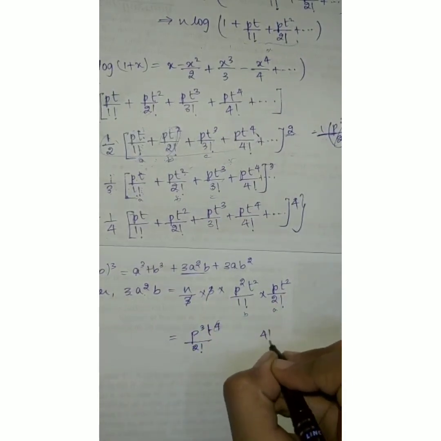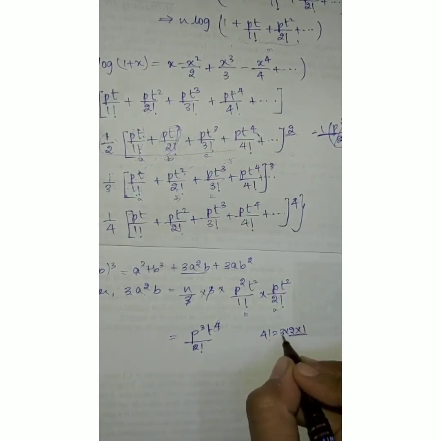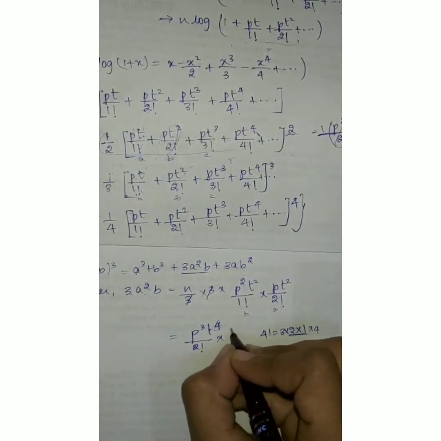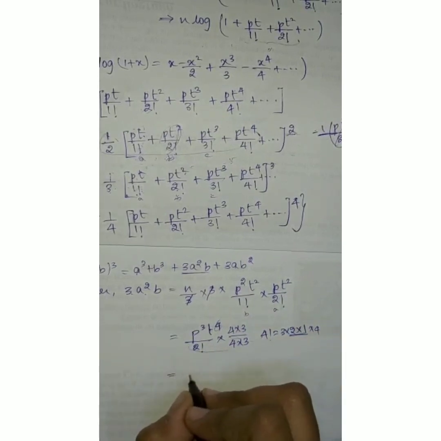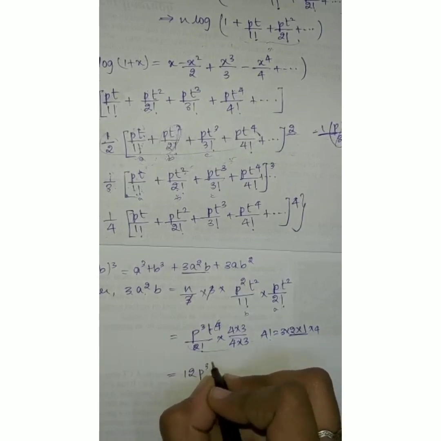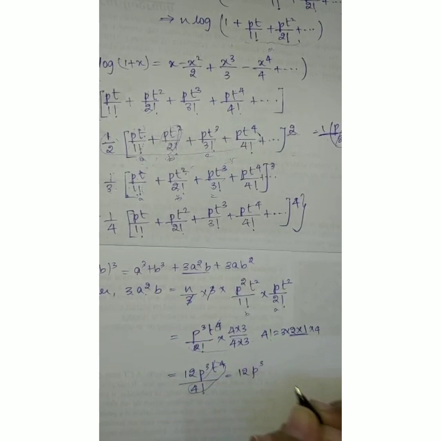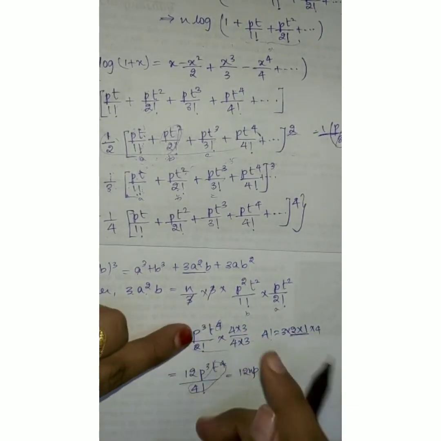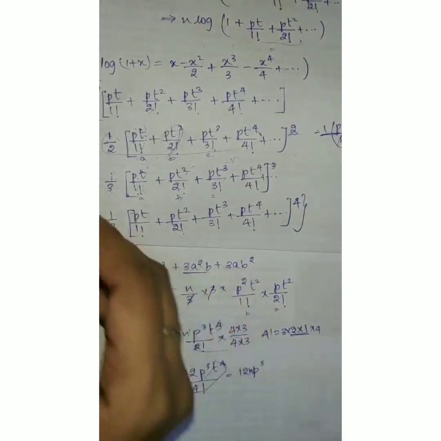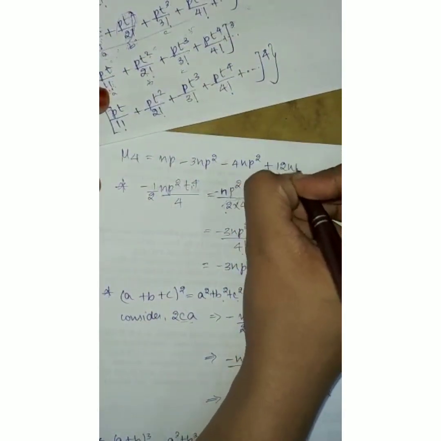But we need 4 factorial, which is equal to 4 into 3 into 2 into 1. We only have 2 factorial, but we need 4 into 3. So multiplying and dividing by 12, we get 12 p cube t power 4 by 4 factorial. So that is equal to 12 p cube. And writing the n, which is common, outside, therefore we get plus 12n p cube t power 4.